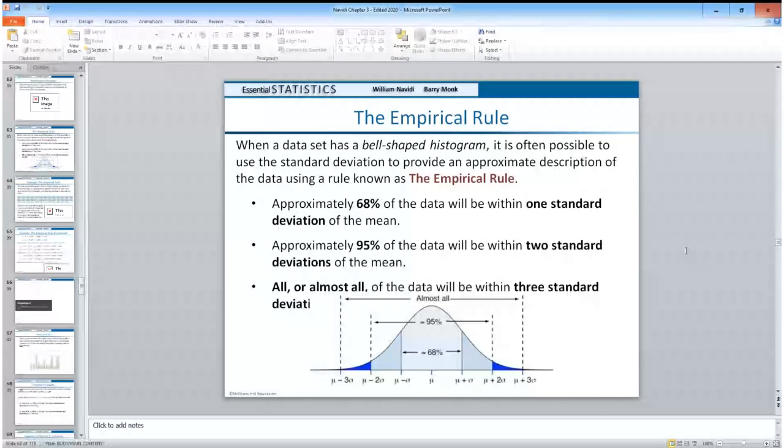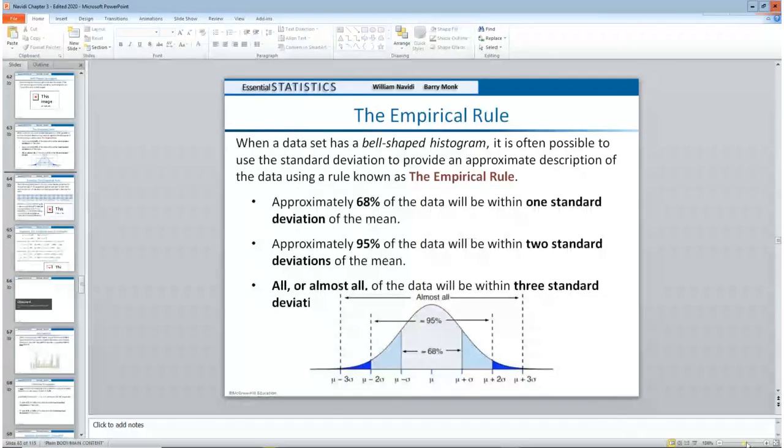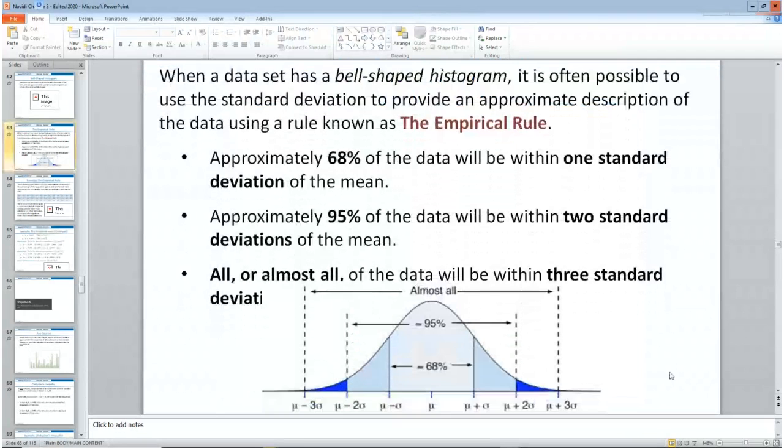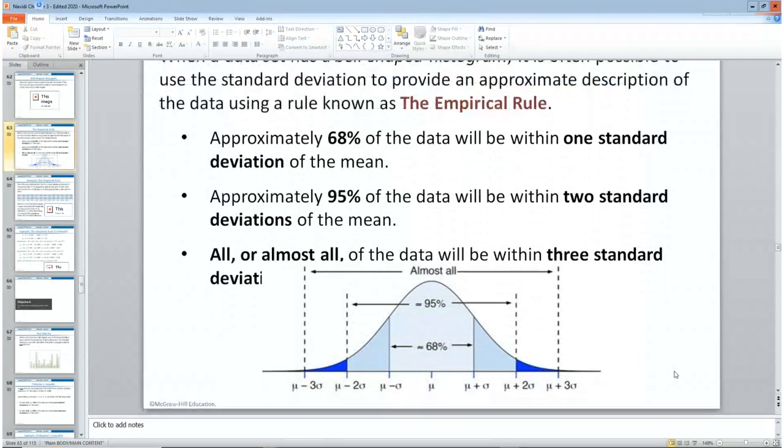All right, so here we go. The curve on here looks perfect, okay? But that's just so we can show that no matter what the thing looks like, as long as it's determined that it's approximately symmetric, then we can know these three things about the data.